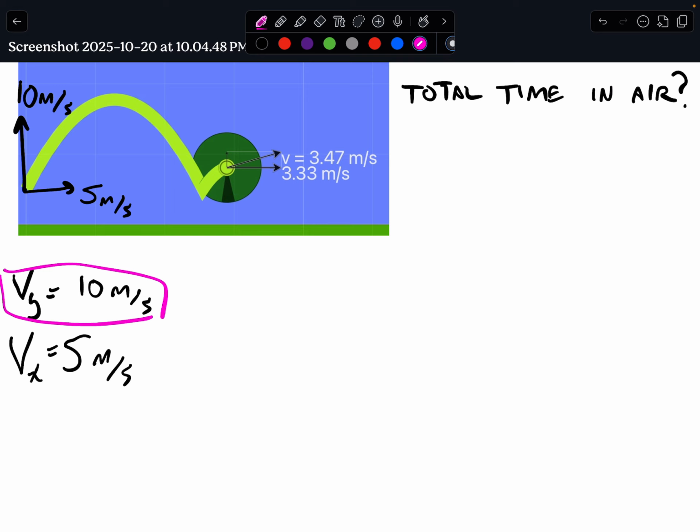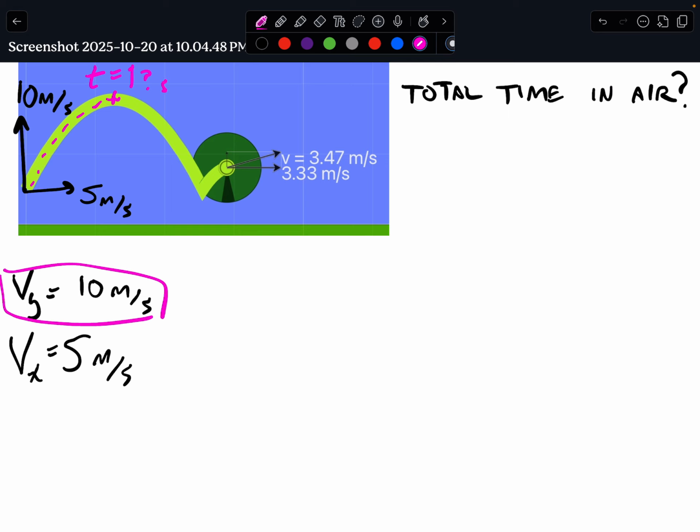So it's moving initially up at 10 meters per second, but it's slowing down at a rate of 10 meters per second. So it's losing vertical speed at a rate of 10 meters per second every second it's in the air. So then how much time does it take until it stops moving up? In other words, what is this time right here just to get to the highest position? Well, if it starts off with 10 meters per second and it's losing 10 meters per second every second, it's going to take 1 second to stop, right?